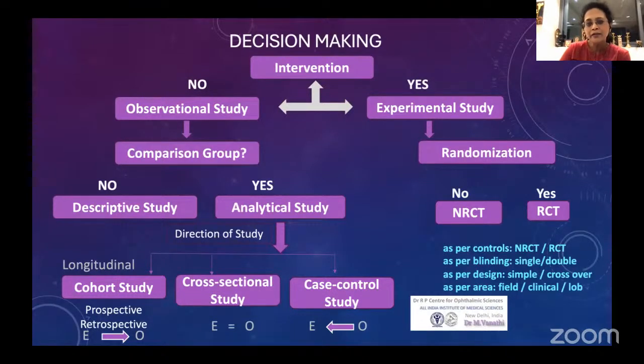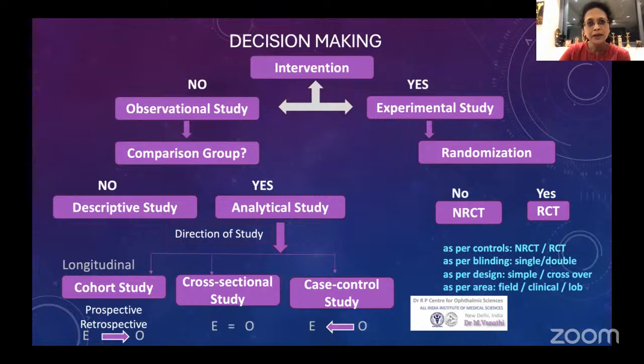So here, for practical purposes of this talk, experimental is used as clinical study. You would either do an observational study, or you're going to do a clinical study if you're doing an intervention. So let's move to, if you're just going to do an observational study, are you planning to have a comparison group? Are you going to observe data of 2 groups? The answer can be yes or no.